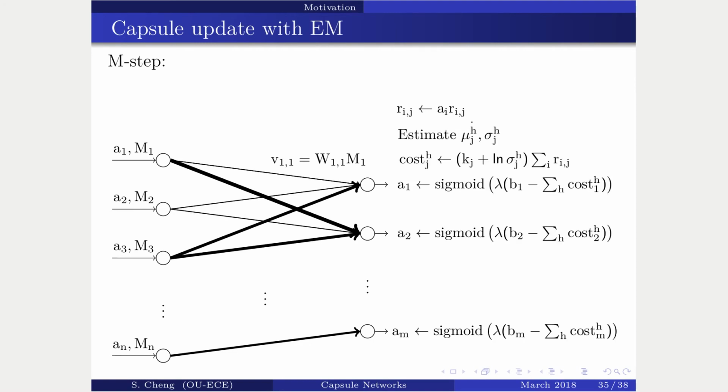And then of course we'll just repeat the M step again to re-estimate all the mean and variances, and also compute the cost and compute the activation output. And then these steps are basically repeated a couple of times, like 3-4 iterations in practice.